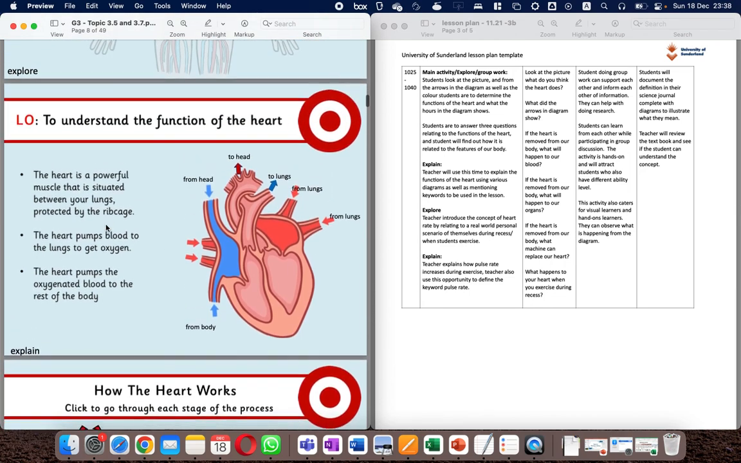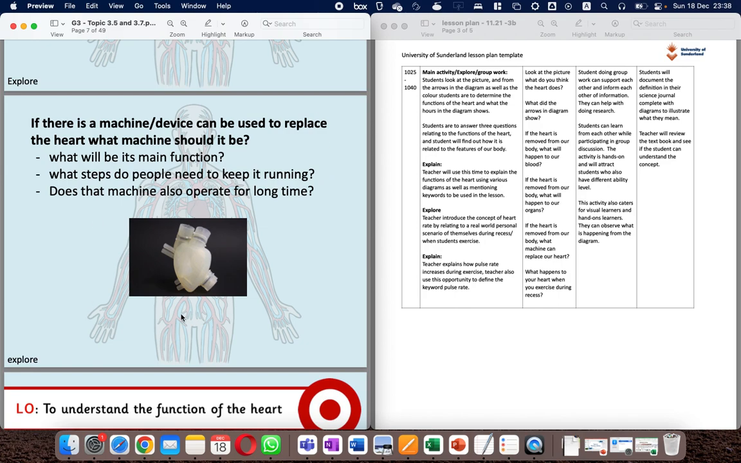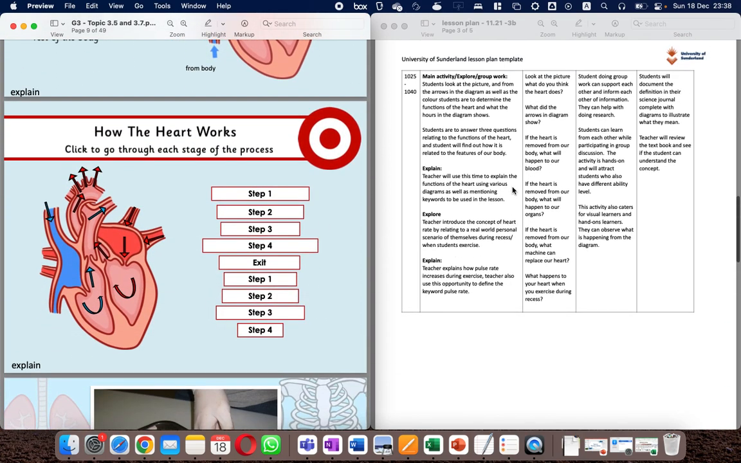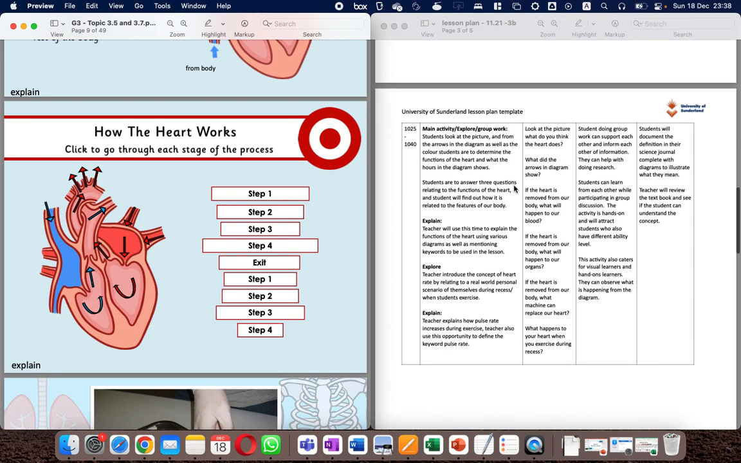Hopefully students should be able to tell us from the questions before. That would be nice, so we know how well they remember. Then I've got a step to show the process, and this will start coloring itself in as I click, click, click.